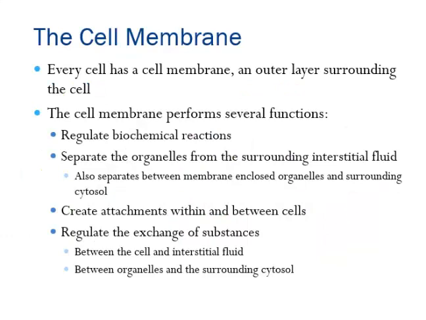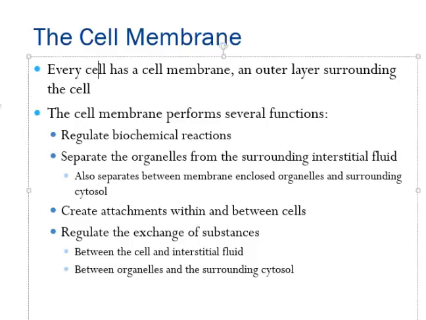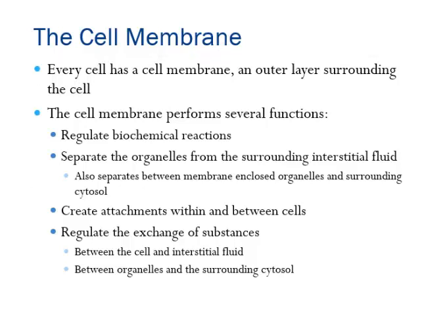The last half of this chapter goes more in depth into the cell membrane and materials moving from inside to outside and from outside to inside of the cell. Every cell, whether a plant or an animal cell, has a cell membrane, which is an outer layer surrounding the cell. Its main function is to keep things in that are supposed to be in and keep things out that are supposed to be out, but also, of course, to allow things in that are supposed to come in and to allow things out that are supposed to come out.